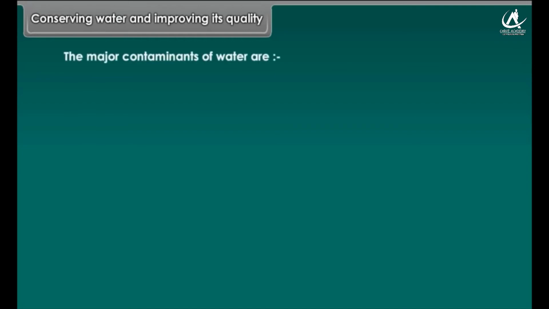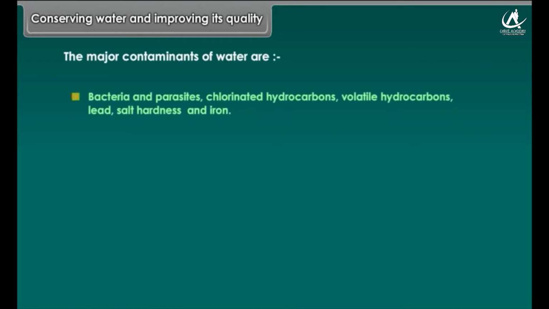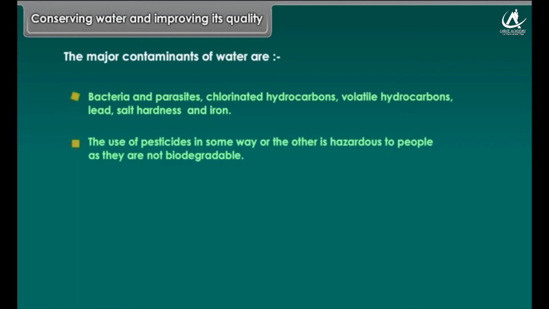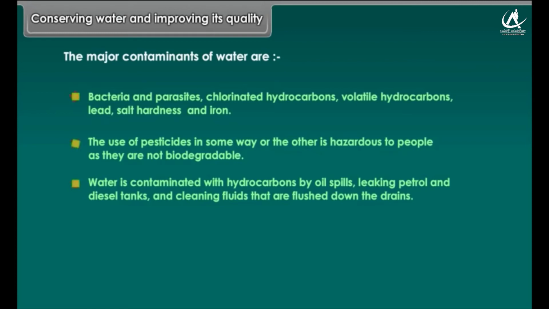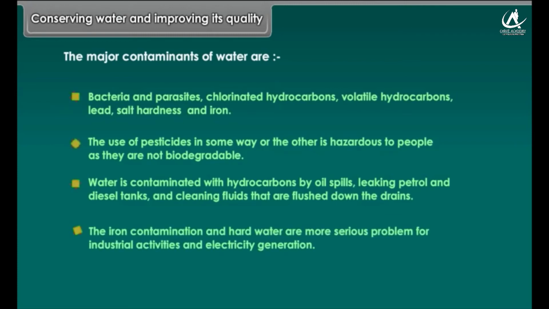The major contaminants of water are bacteria and parasites, chlorinated hydrocarbons, volatile hydrocarbons, lead, salt hardness, and iron. The use of pesticides in some way or the other is hazardous to people as they are not biodegradable. Water is contaminated with hydrocarbons by oil spills, leaking petrol and diesel tanks, and cleaning fluids that are flushed down the drains. Iron contamination and hard water are more serious problems for industrial activities and electricity generation.